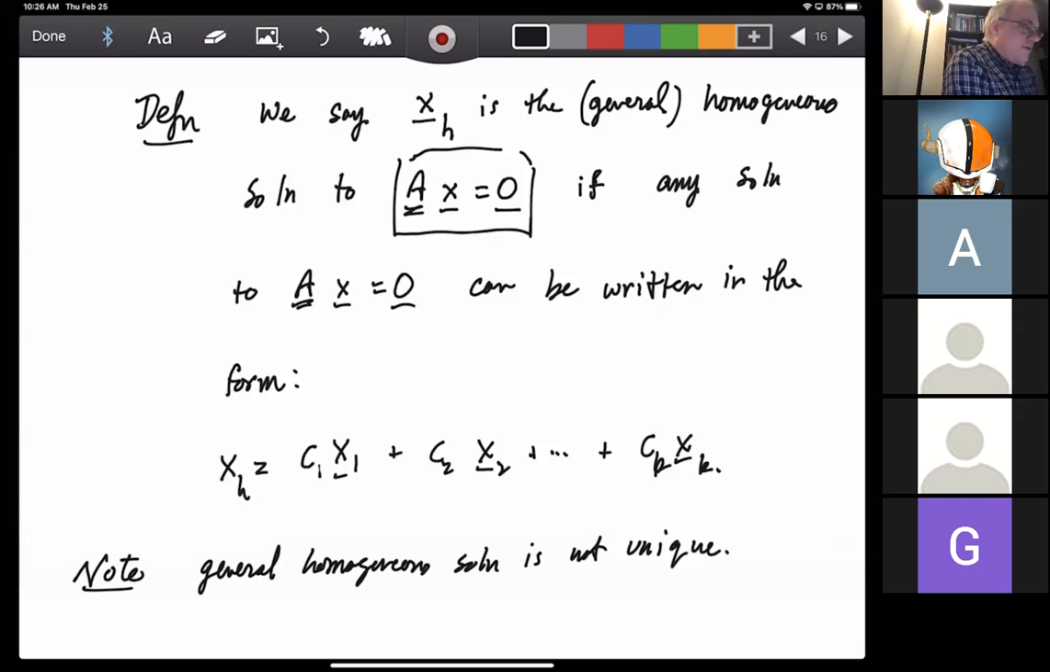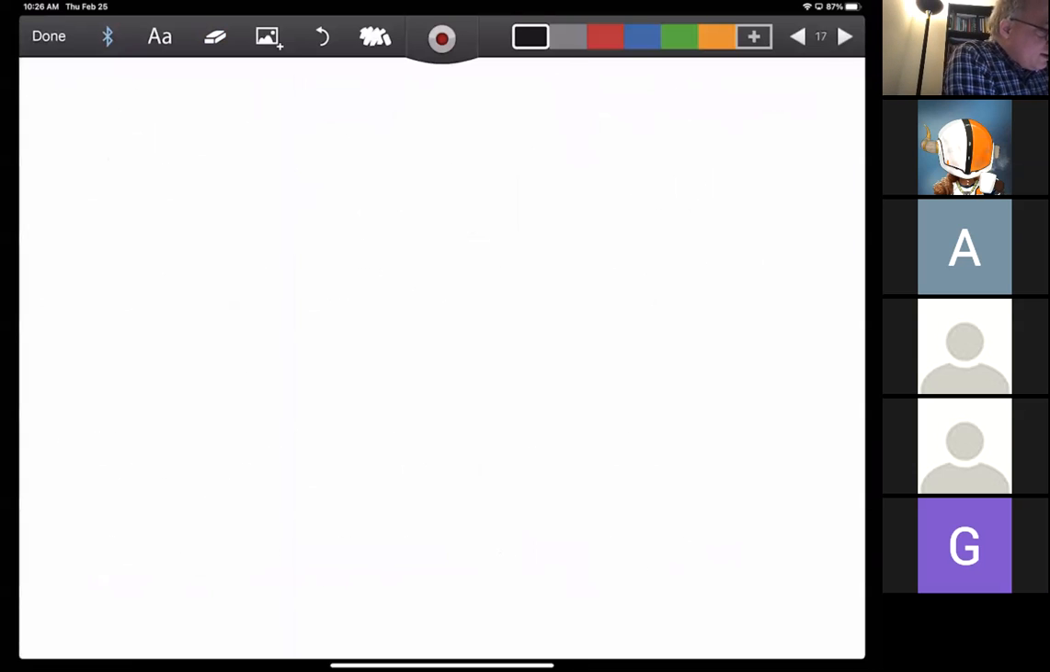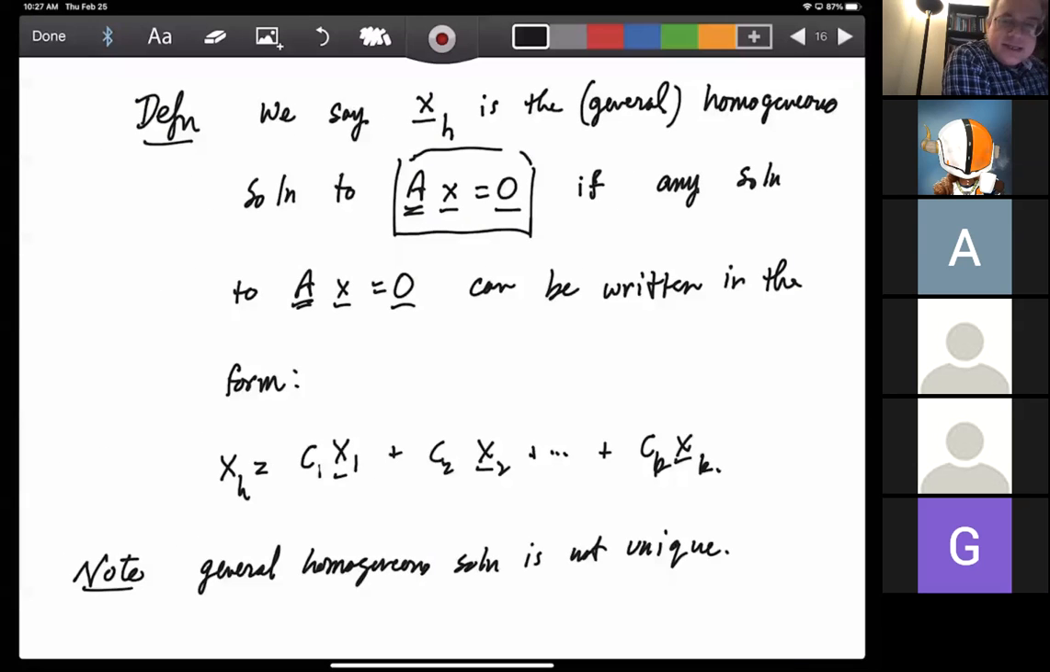Okay, so let me just give you an example to make it clear what we're talking about. So actually, before I go on, does everyone have what they need from this page? Everyone good? Okay.